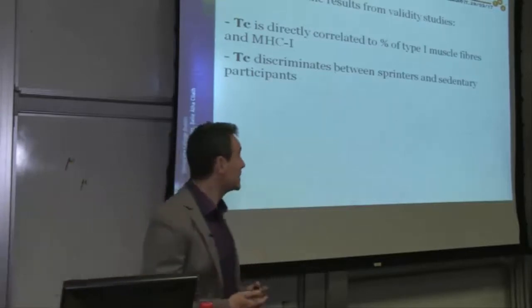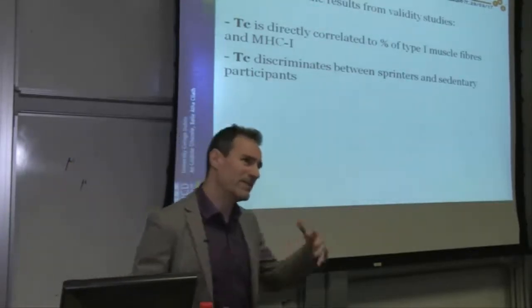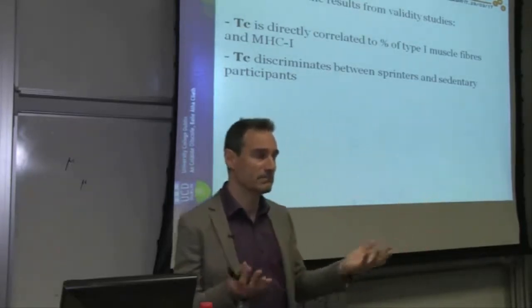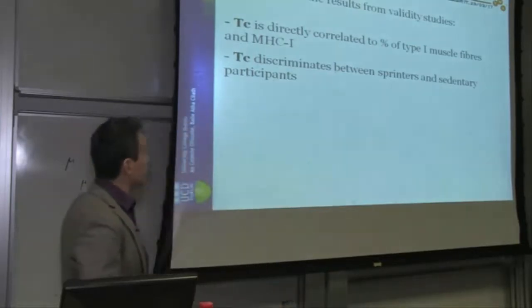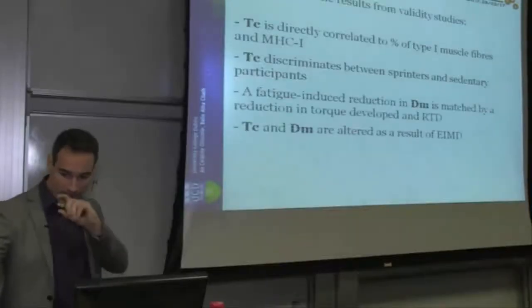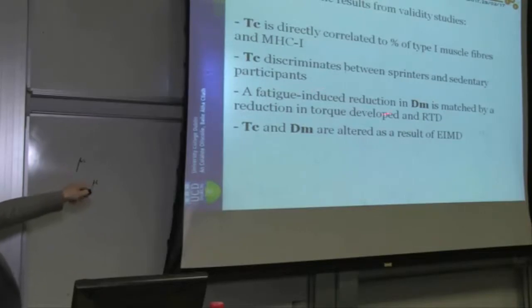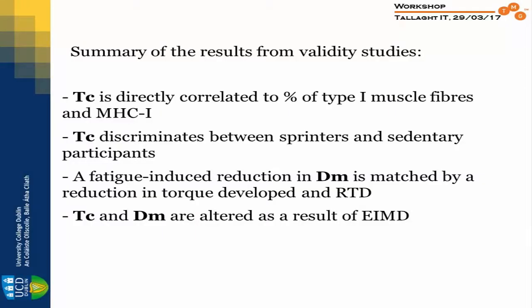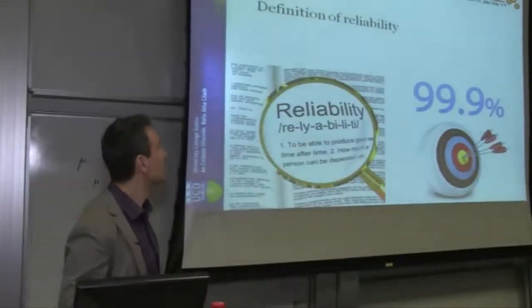So to summarize the results from the validity studies. By the way, there's more out there; I decided to summarize the most important studies, I would say. Contraction time is directly correlated to percentage of type 1 muscle fibers and MHC1. It discriminates between sprinters and sedentary participants. Also, a fatigue-induced reduction in displacement is matched by a reduction in torque and rate of torque development, as we saw in the last two graphs. And we also saw that those two parameters, contraction time and displacement, are altered as a result of exercise-induced muscle damage.